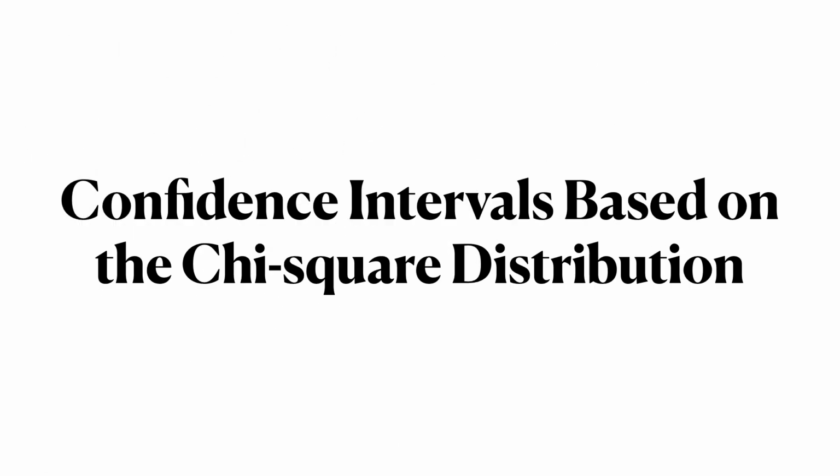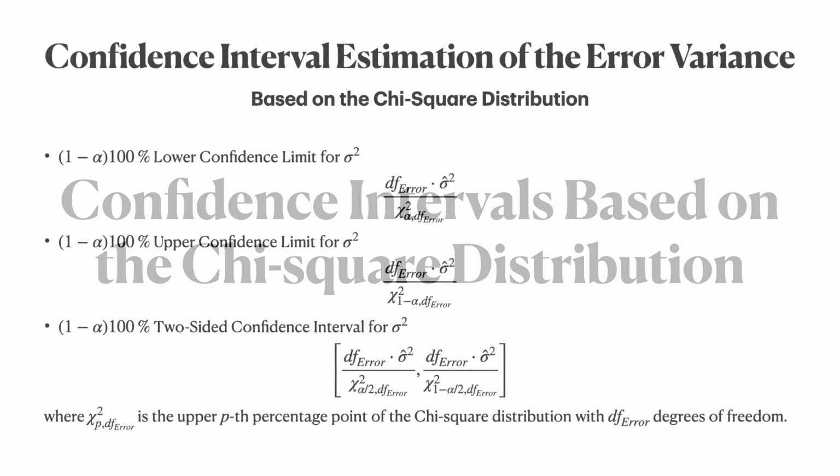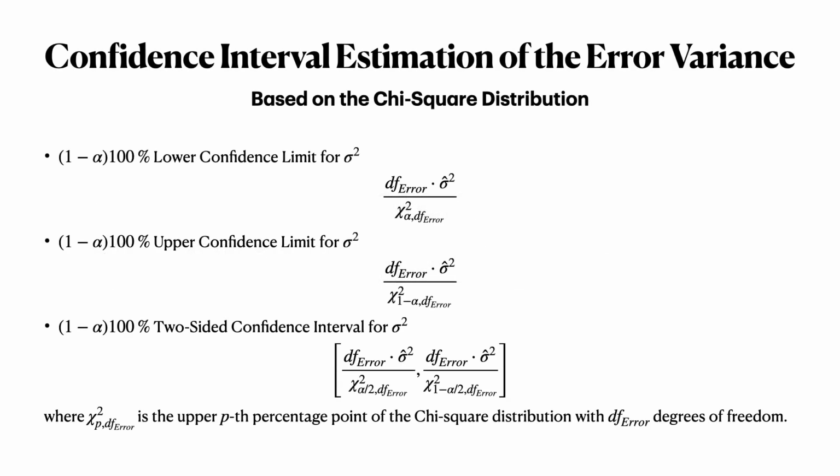Next, let's look at confidence interval estimation of sigma squared. The first interval we look at is going to be based on the chi-square distribution. Now, in previous lecture videos, we saw how to construct confidence limits and a two-sided confidence interval for sigma squared based on the chi-square distribution in the context of a fixed effects model. The procedure is exactly the same in the context of a random effects model, and so I'm not going to duplicate that discussion here. I'll just refer you back to those previous lecture videos if you would like to review that.